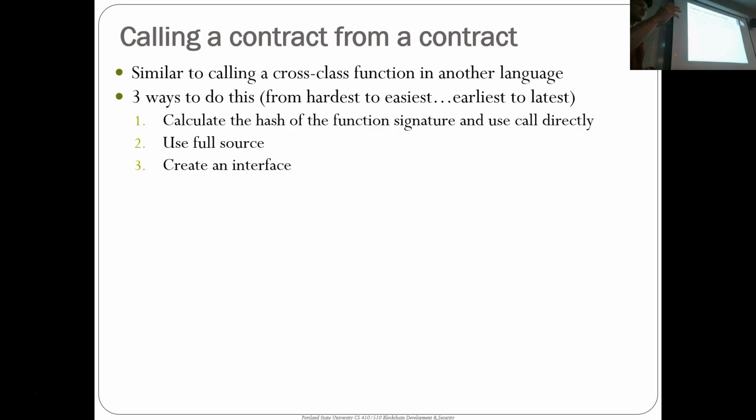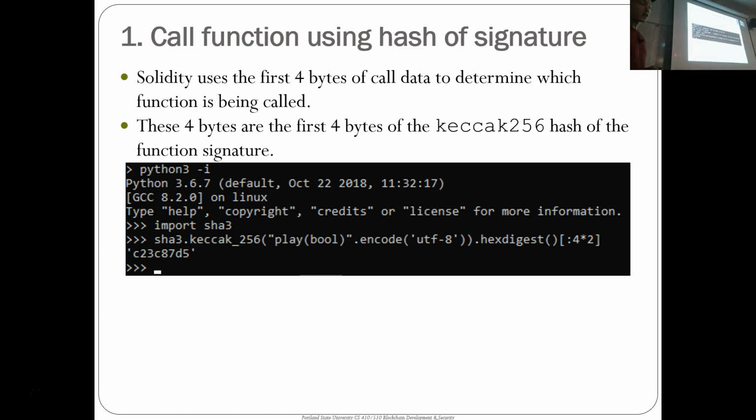And I want to stress that you're going to be doing the easiest. But this is just to show you what is going on underneath the hood in Ethereum. So the 3 ways to call your level contract from an attacking contract are these 3. The first way, the ugliest way, is to go to the low-level call using the hash of the signature of the function you're trying to call.